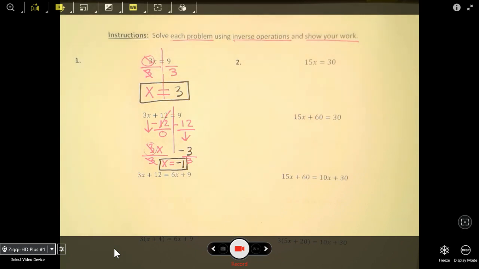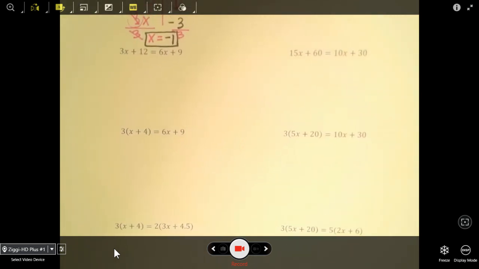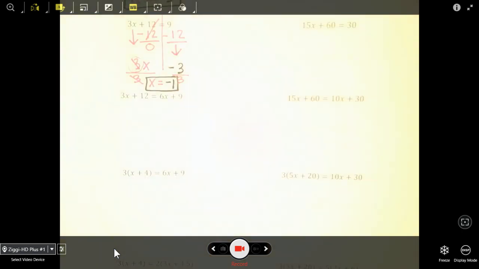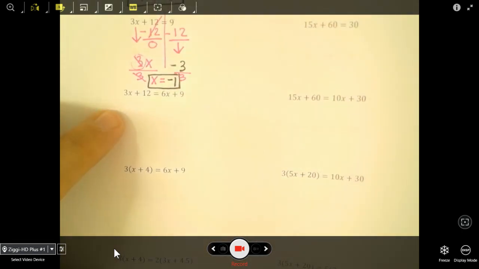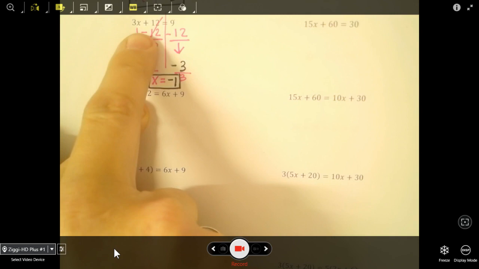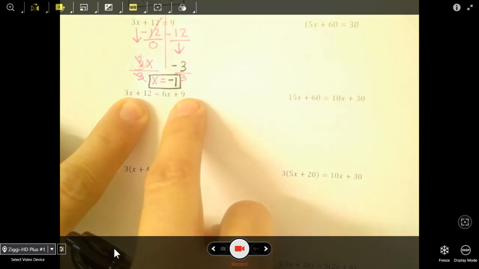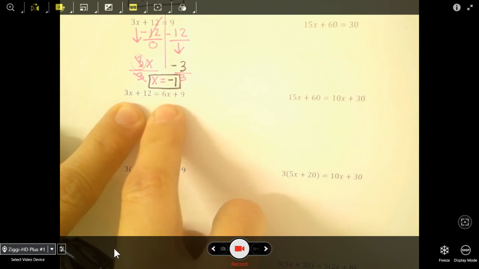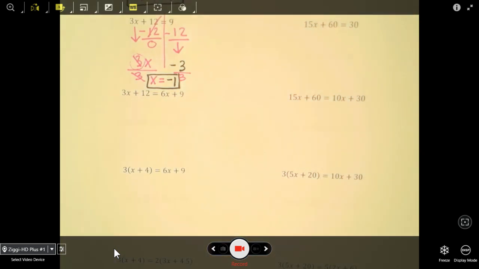Now let's go to the next problem. It's going to be very similar to this one. While it's very similar, the process is almost the same. I want you to notice that not only do we have the 3x plus 12, just like the first one, and we have the 9, just like that second one. Now we've added another x. So this creates an extra step that we have to do. But most of the steps are going to be the same.